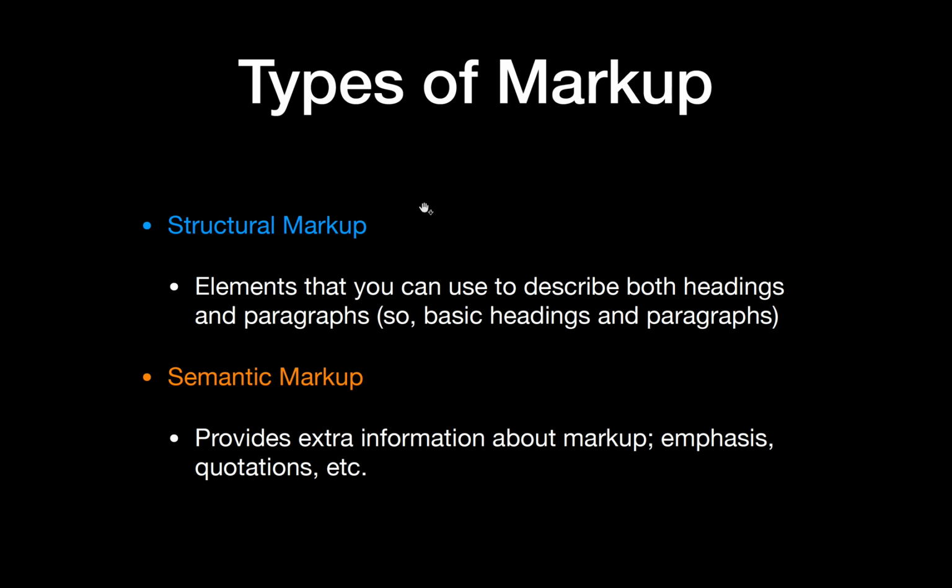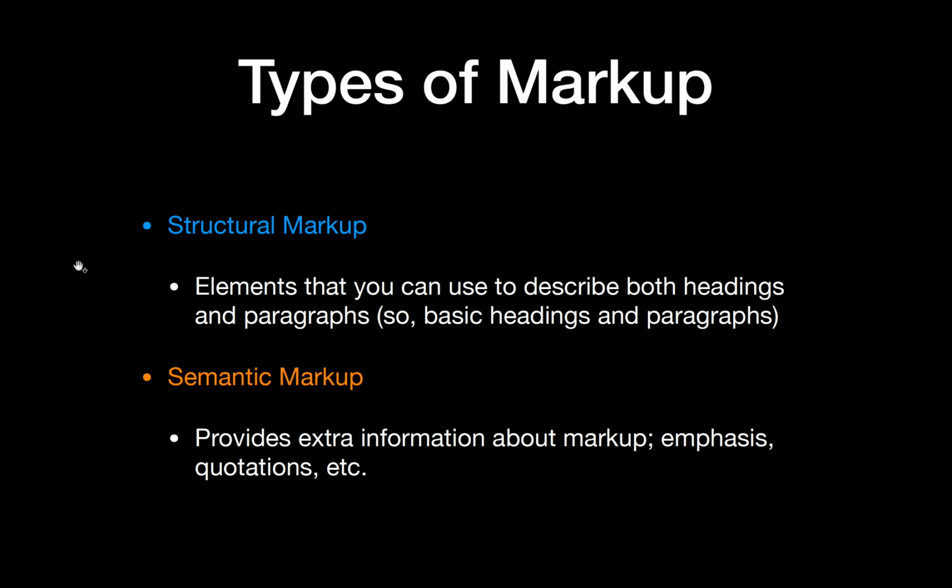So we have structural markup, and these are elements that you can use to describe both headings and paragraphs. Again, your basic headings, your basic paragraphs, a few more structural things, but these are the main items that we will be working with. And semantic. That provides extra information about markup or emphasis. Maybe there's something that's supposed to be in quotations or something that's supposed to be bold or strong.